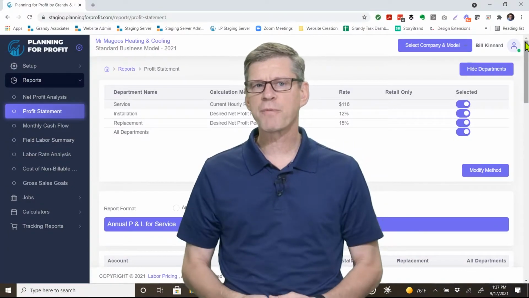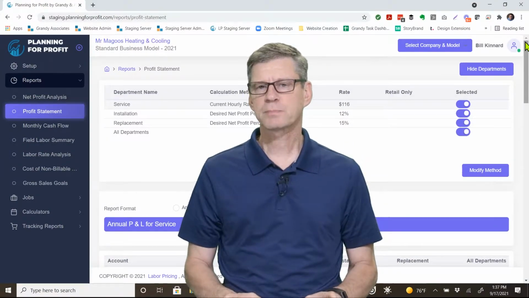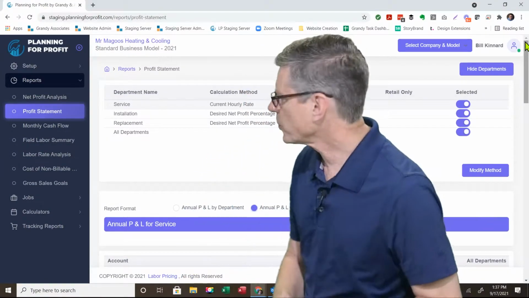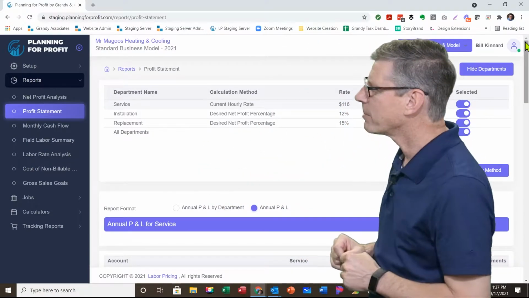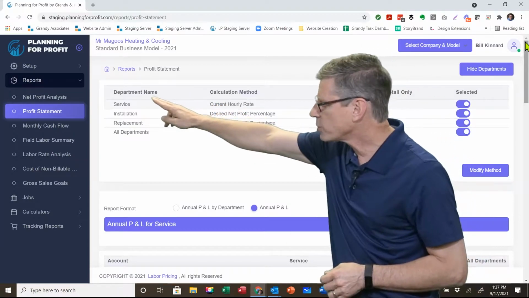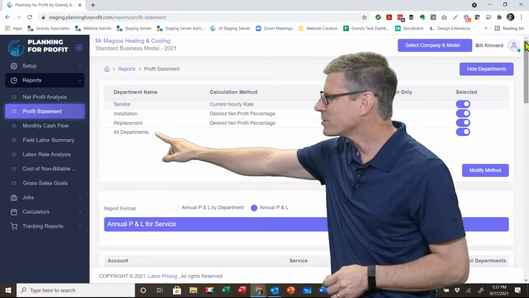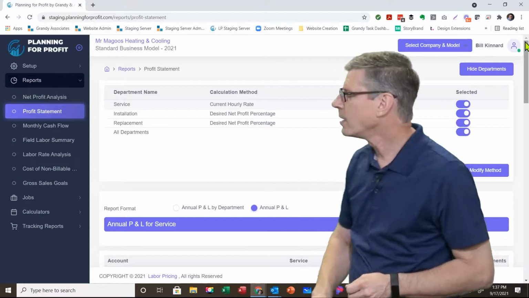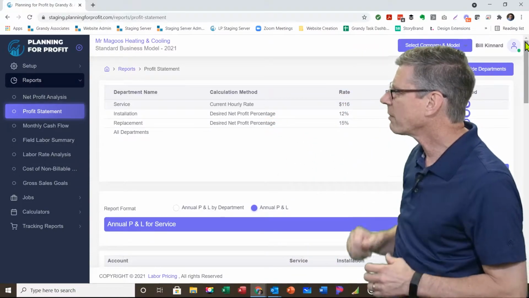Let's walk through the profit statement in detail. First, as you get into the screen, you're going to see each of your individual departments as you entered them on the top half of the screen. And we're going to show you the individual department as well as a combined total for all departments in your company. In each department, you'll see the calculation method.